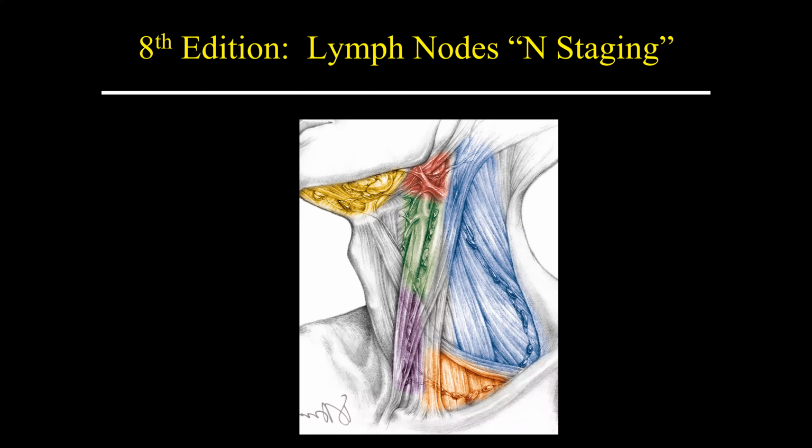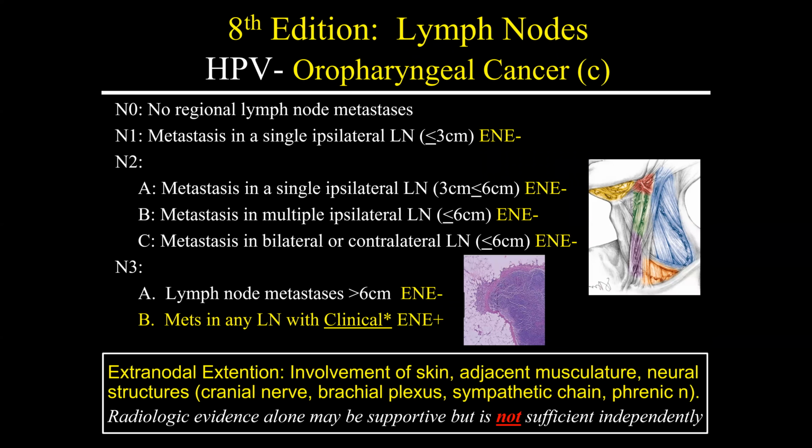There's also two distinct lymph node staging systems for oropharyngeal carcinomas based on the HPV status. Now, one of the things that the 8th edition did was clarify the presence of extranodal extension and use this for upstaging. Now, I want to be very clear on this. Extranodal extension is involvement of the skin, adjacent musculature, neural structures, including the cranial nerve, the brachial plexus, the sympathetic chain, and the phrenic nerve. Now, we can see this on imaging, but the 8th edition specifically says that extranodal extension is a clinical diagnosis, and it's not purely a radiological diagnosis. Radiologic evidence alone may be supportive, but is not sufficient independently. So you have to have clinical evidence.